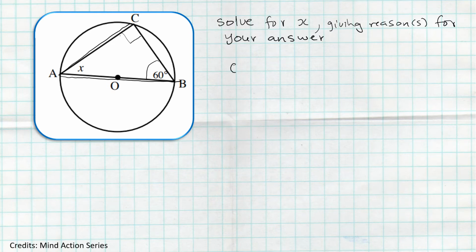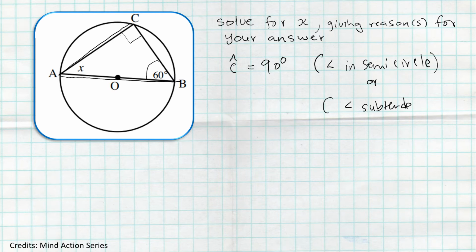So we're going to start by stating that angle C is equal to 90 degrees. And our reason for that is that it's an angle in a semicircle. Someone can also give the reason angle subtended by diameter, but mostly they want you to give the reason angle in semicircle. It's just an angle subtended by diameter. We know that it's a right angle, in other words, it's 90 degrees.